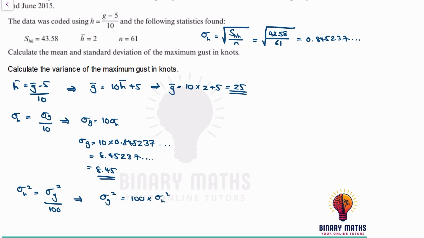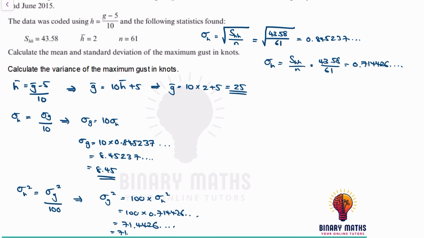Now the variance of H, if I go back here, is just S of HH over n, which is 43.58 over 61, which is equal to 0.714426. So all I need to do is 100 times 0.714426, which is equal to 71.4426, blah, blah, blah, which is 71.44. That's it.